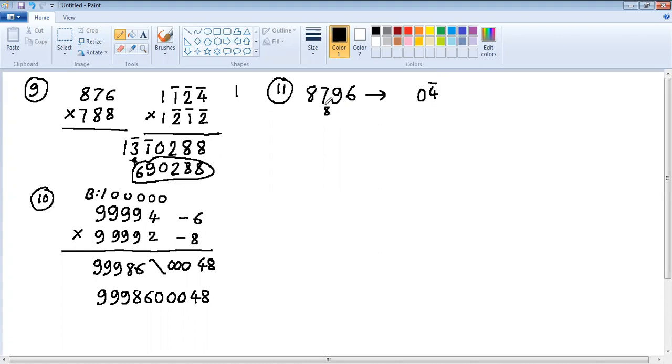Carry 1 here. So 7 becomes 8. Complement of 8 is 2. Put dash, add 1. So this becomes 9. Complement of 9 is 1. Put dash, add 1. Nothing is 0. 0 plus 1 is 1. So this is a positive 1. 1, bar 1, bar 2, 0, bar.